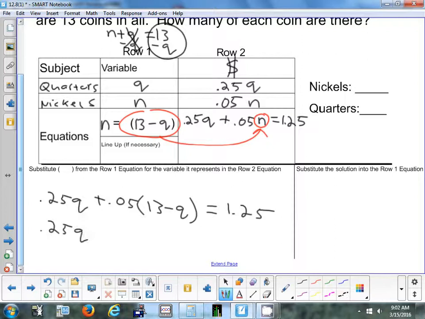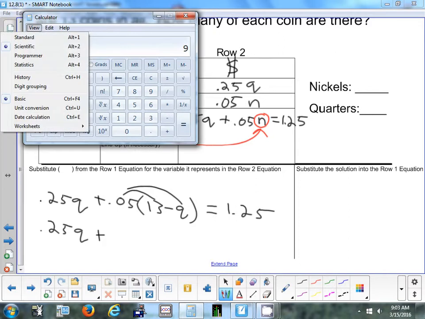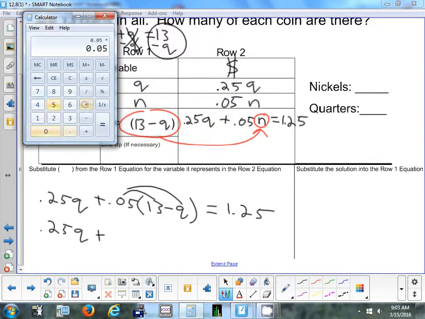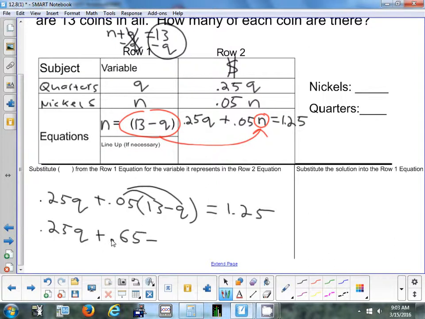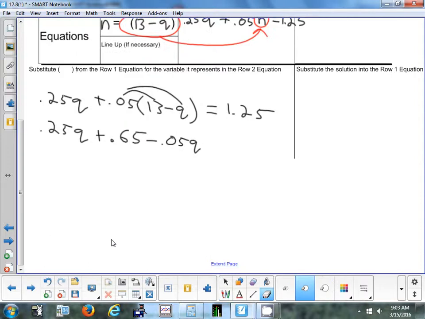All right. What do we do with this 0.05? Yep. And again, with decimals, you're just going to use your calculator and see what you got. Okay, so 0.05 times 13, 0.65. This part, I don't think we need a calculator. What's 0.05 times Q? Negative 0.05. Yep, I got the negative there, so yeah, negative 0.05 Q. And that still equals 1.25.